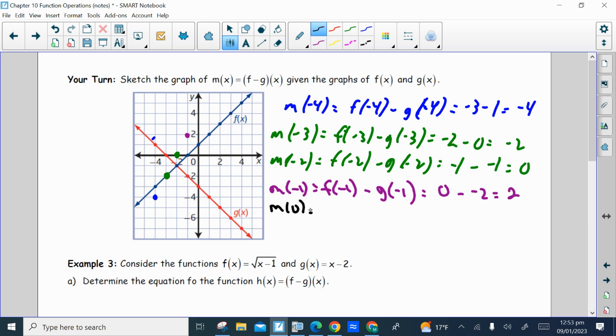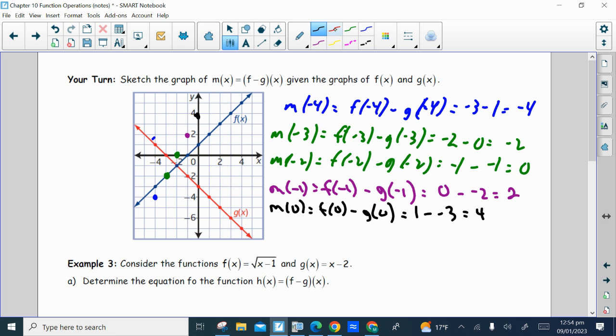Let's do m at 0. So that'll be f at 0 take away g at 0. F at 0 is 1. Take away g at 0, which is negative 3. And again, the minus minus becomes a plus positive. 1 plus 3 is 4. So there's that new point, the point 0, 4. Again, it lines up with all the other ones.